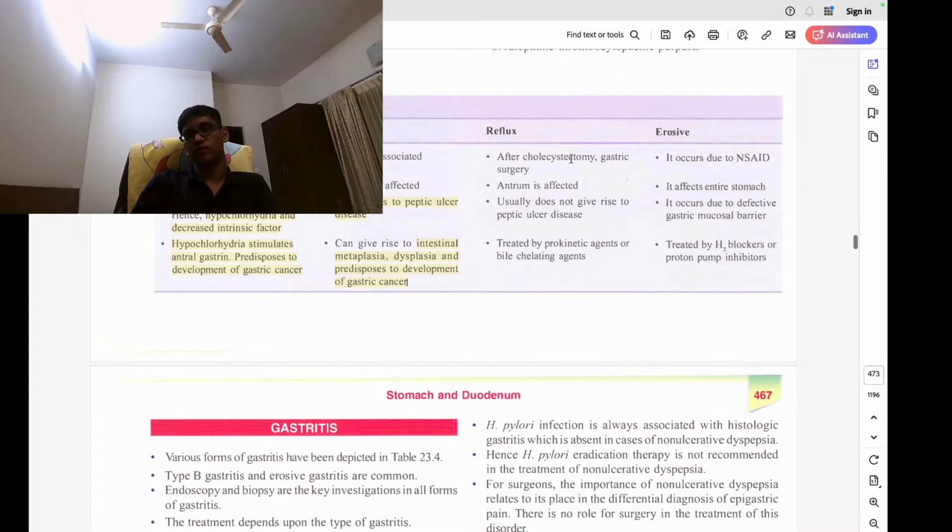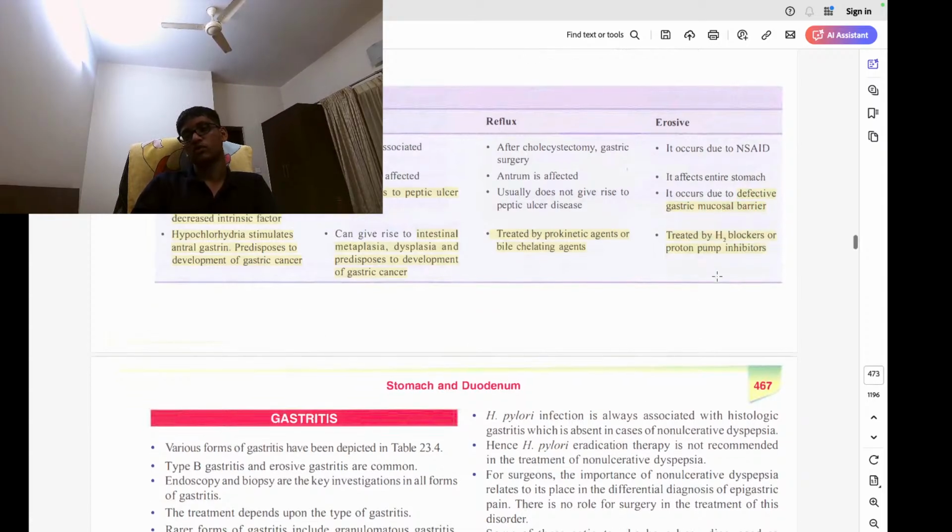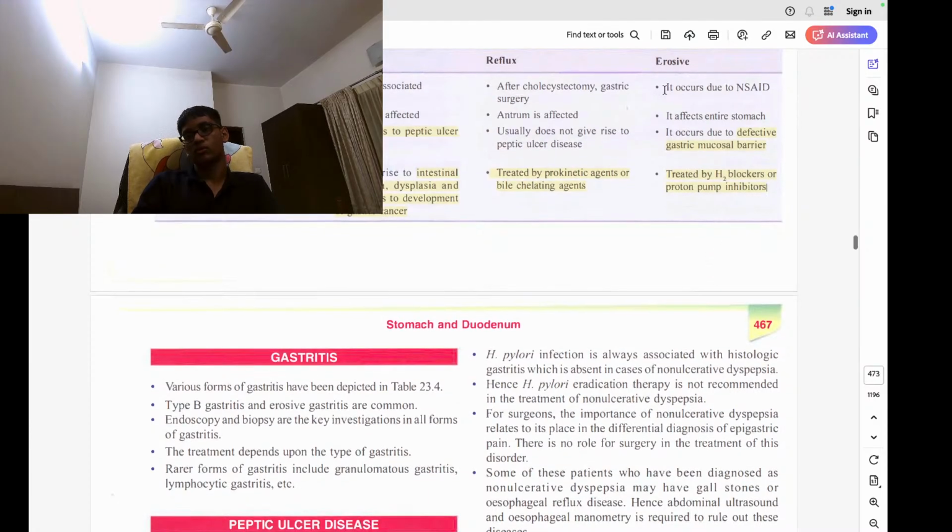Reflux also occurs after cholecystectomy or gastric surgery, and the antrum is affected. It usually doesn't give rise to peptic ulcer disease, and is treated by prokinetic agents or bile chelating agents. Erosive gastritis has a defective mucosal barrier, treated by H2 blockers or PPI. It occurs due to NSAIDs.